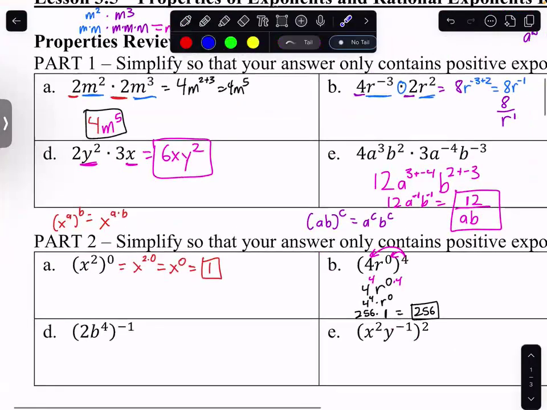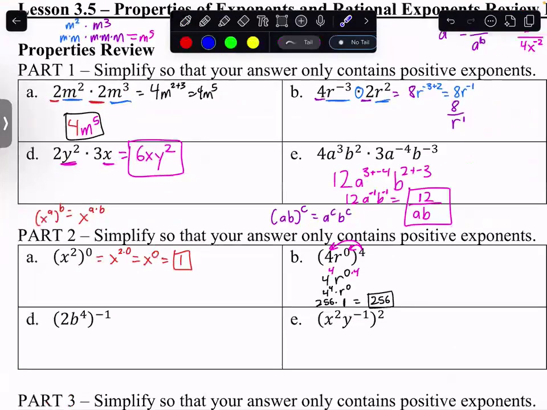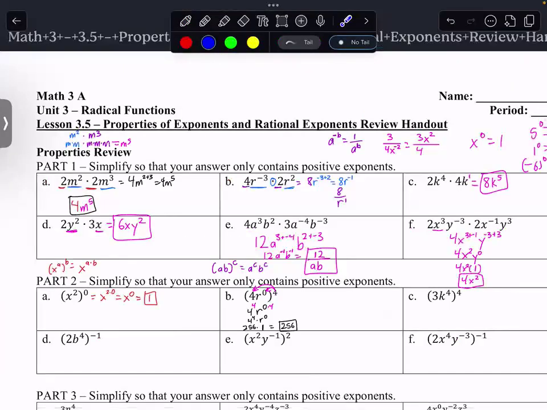The two things you need for this section: exponent to an exponent, you multiply the exponents. And when there are multiple things in a parentheses, the outer exponent affects all of them. Go ahead and try the rest of part 2, please.